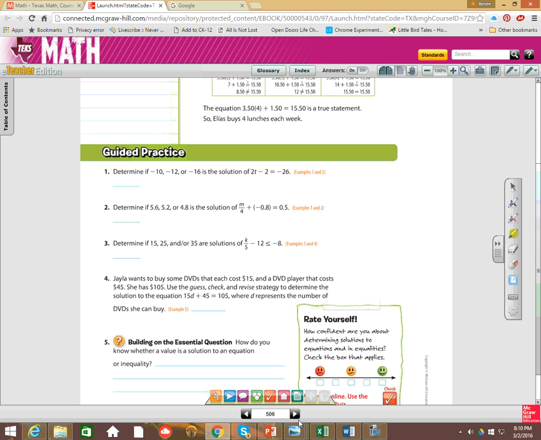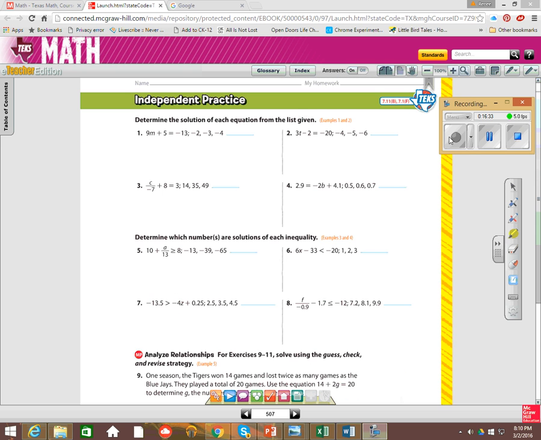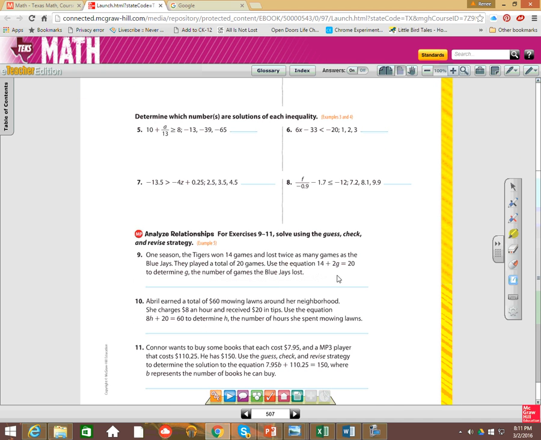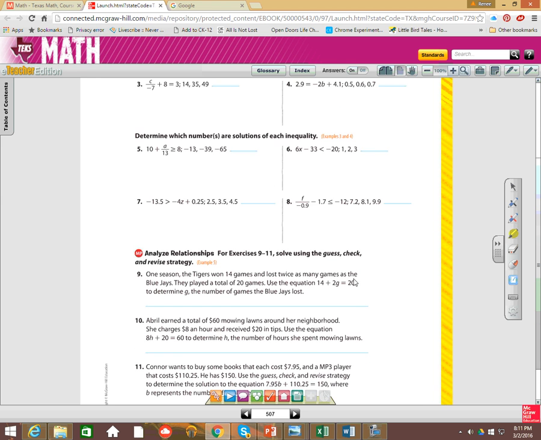So we're going to look at the next page. Determine solution for each equation from the list. So you have to do trial and error, write down and determine which one works for numbers 1, 2, 3, 4, 5, 6, 7, and 8. Number 9, the word problems, solve using guess and check. Okay, so you can determine what number you want to put in for G. You want it to be 20. So if you put 1 in for G, say, and 2 times 1 is 2, plus 14, that's only going to give you 16, but you want 20. So you know that's not right. You may not have to guess and check too much. So also do all of that page.